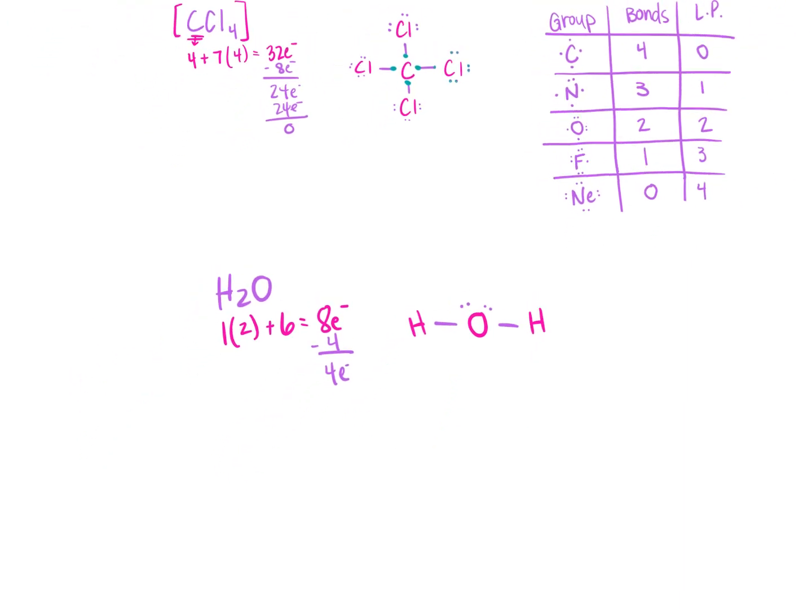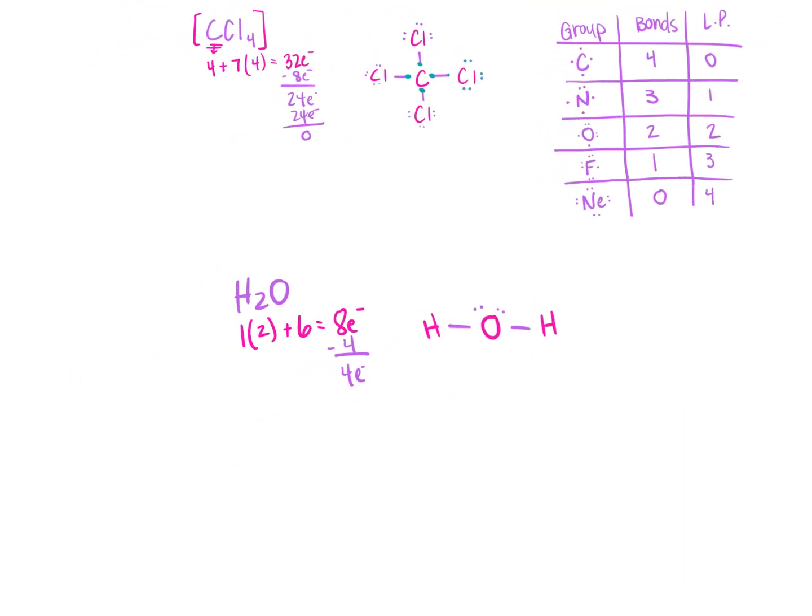Let me move down a little bit. Can you still see that table up there? Okay, NCl3. Nitrogen gives us 5. Chlorine gives us 7 each, so times 3. 21 plus 5 is 26 electrons.